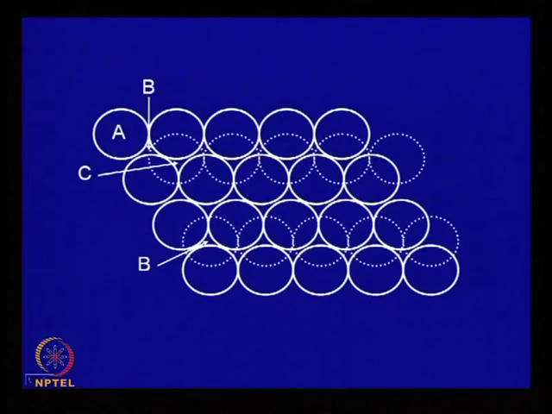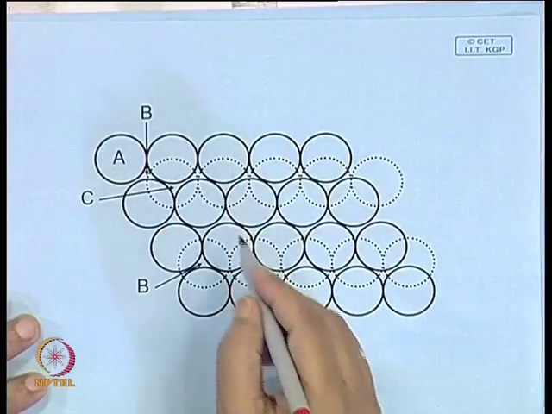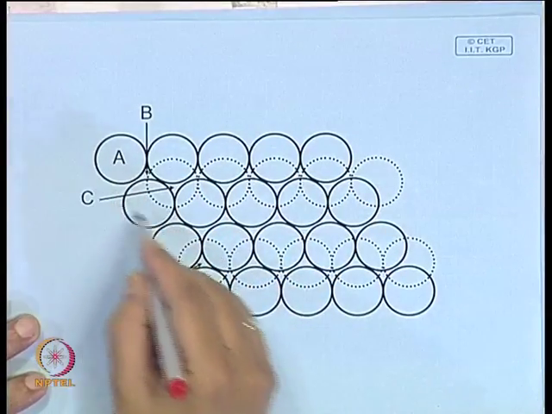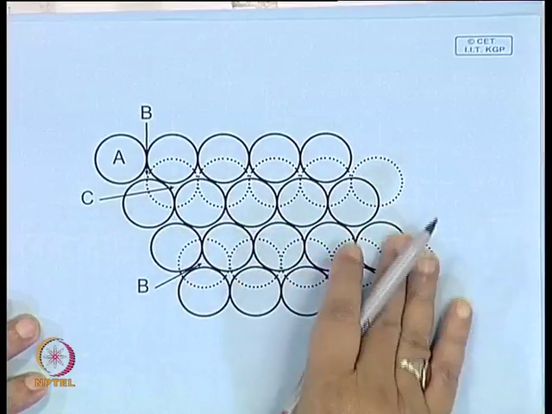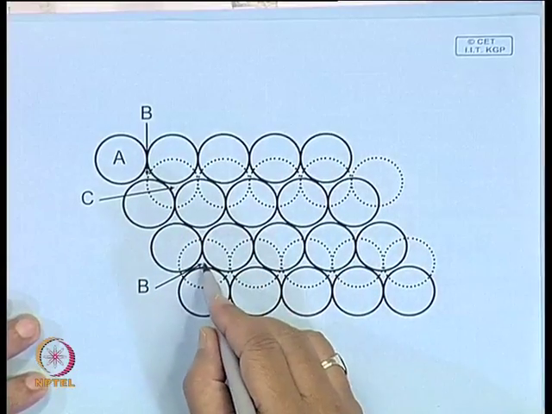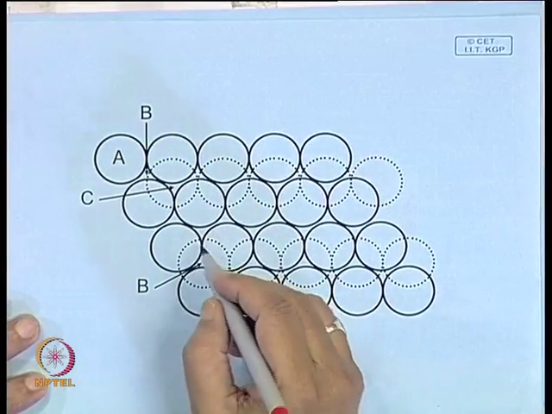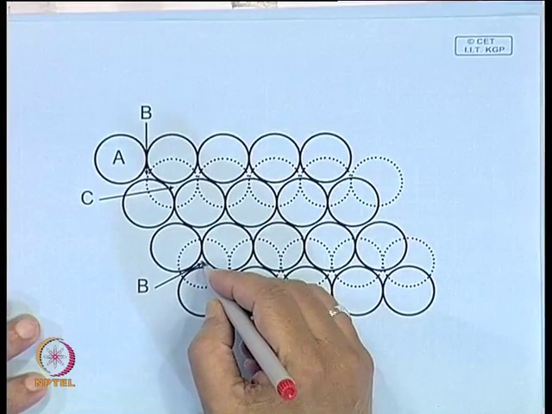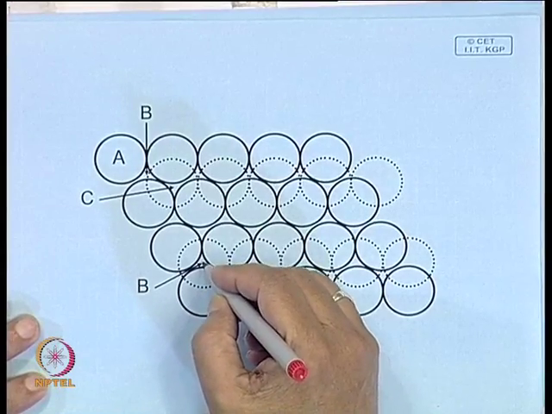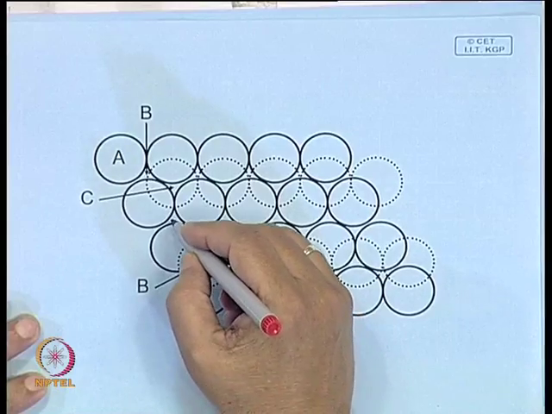Now, look at this here. Say this is the A site, and now suppose that the B layer has also been put. So, these are the B site. Now, what happens if this is the B site? The B site has to go from here to here.